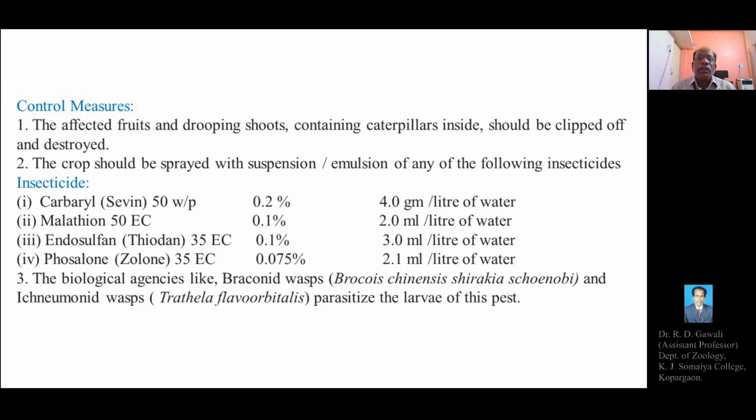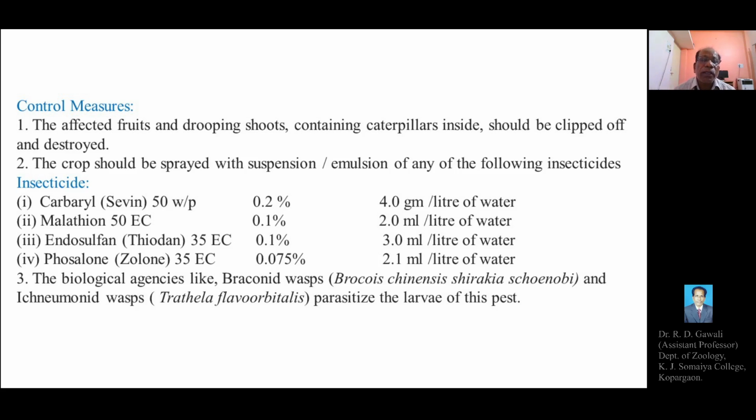Then the biological agents like braconid wasp, namely Bracon chinensis and Cremastus hymeniae, and Eucnemonid wasp, that is Trathala flavoorbitalis, parasitize the larvae of this pest. So these are the two types of wasp, that is the braconid wasp and Eucnemonid wasp.